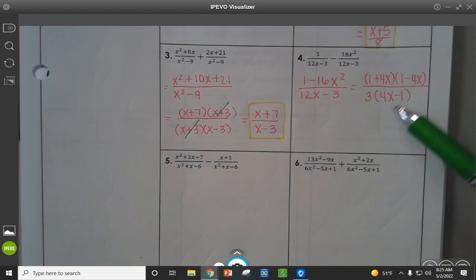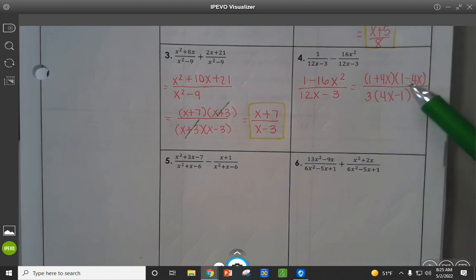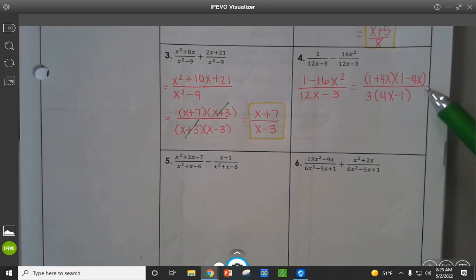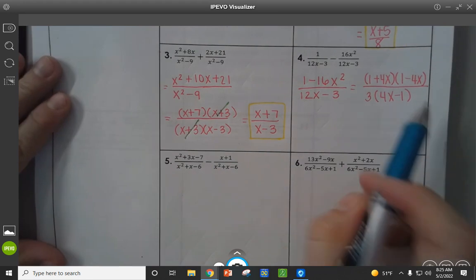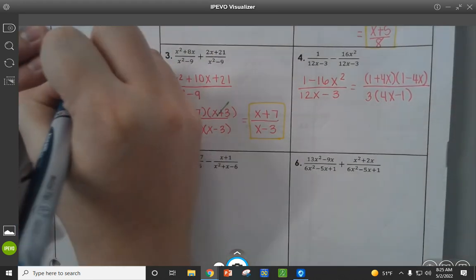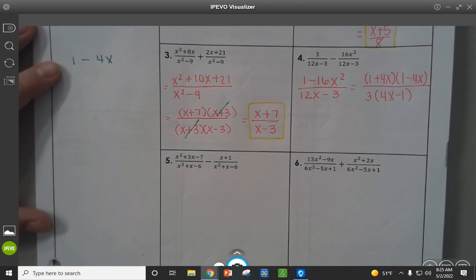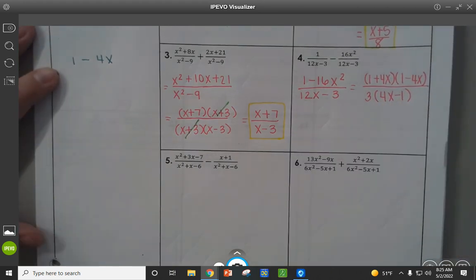Can I cancel out these two? Yeah. I cannot cancel them out yet because those are not the same. 1 minus 4x is not the same as 4x minus 1. But if you remember a few lessons ago, if we have 1 minus 4x, I can kind of alter that a little bit to get something to cancel.